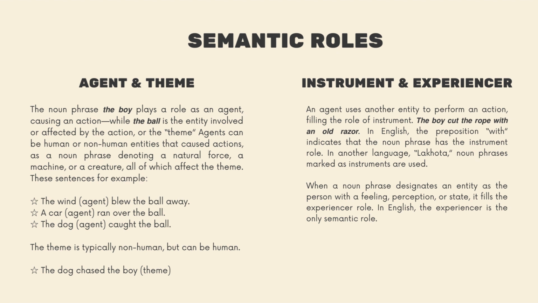The second one is instrument and experiencer. An agent uses another entity to perform an action, filling the role of instrument. The boy cut the rope with an old razor. In English, the preposition with indicates that the noun phrase has the instrument role. In another language, Lakota, noun phrases marked as an instrument are used. When a noun phrase designates an entity as the person with a feeling, perception, or state, it fills the experiencer role.